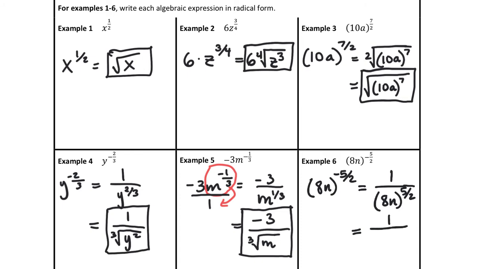We're going to copy the 1 and put the division sign. And then we're going to do the root symbol. Put the 8n in there. And what's going to go inside? Remember, the top number goes inside and the bottom number goes outside. So the bottom number is going to go outside and the top number is going to go inside.